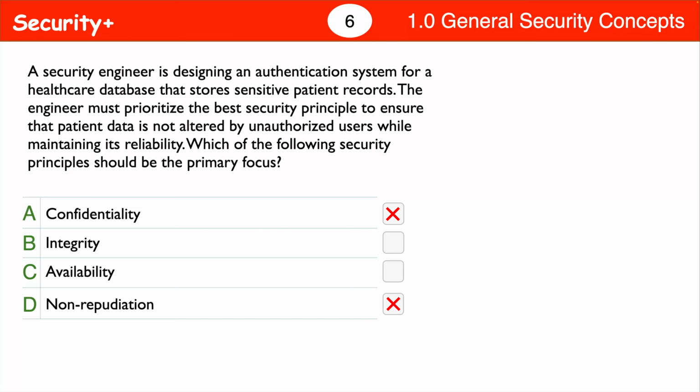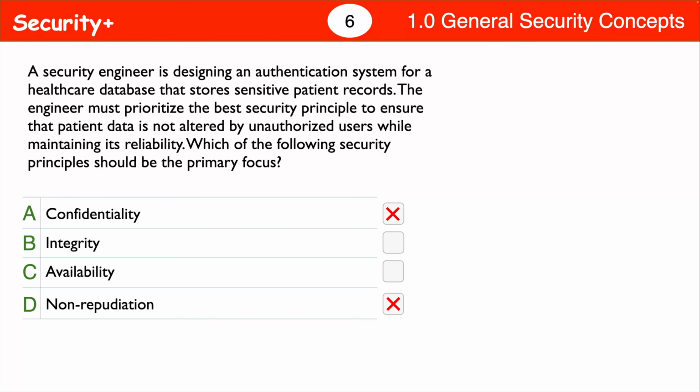And then next we can eliminate D, non-repudiation. That's going to prevent users from denying that they performed an action, typically using digital signatures or logging mechanisms. But the question is asking about preventing unauthorized changes, not about proving who made a change, okay?